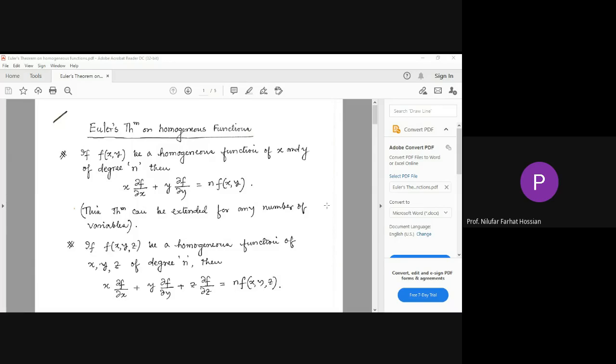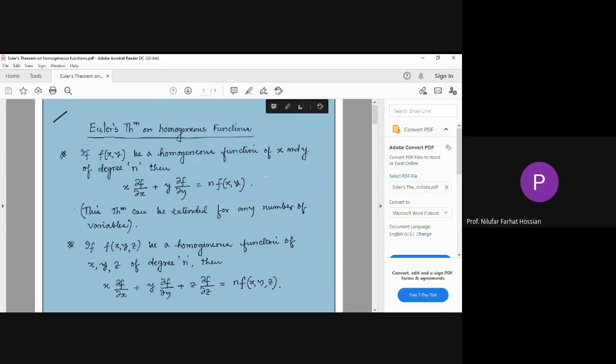Euler's theorem on homogeneous functions, yes, ma'am. This topic was remaining in our partial differentiation section. Very important theorem. We will not look into the details, just the theorem and one or two maths. So this is Euler's theorem on homogeneous functions. At first, we look into the definition of homogeneous functions. I have written it at the bottom of this page.